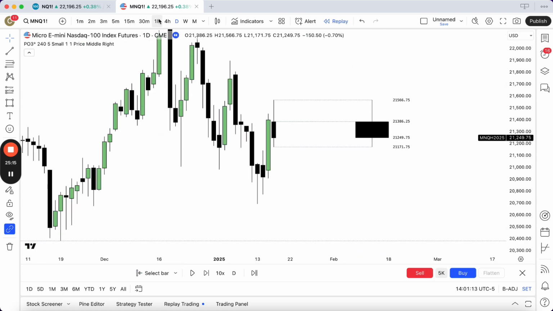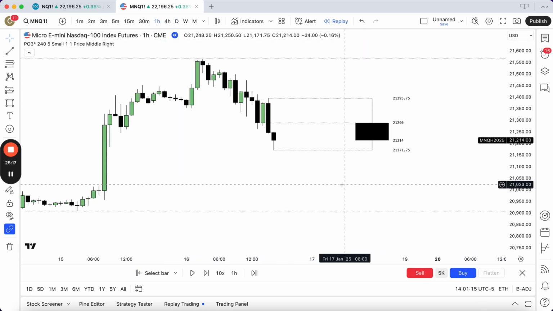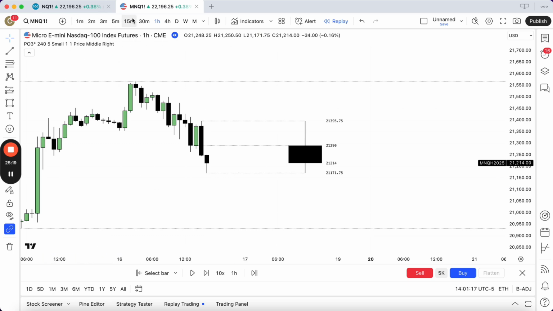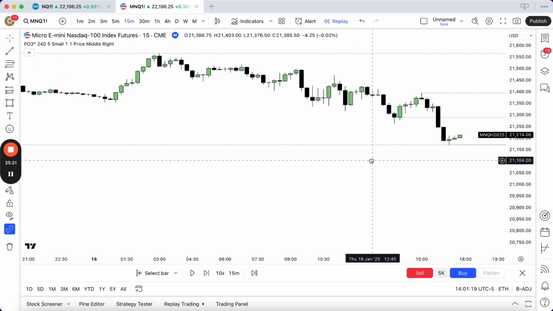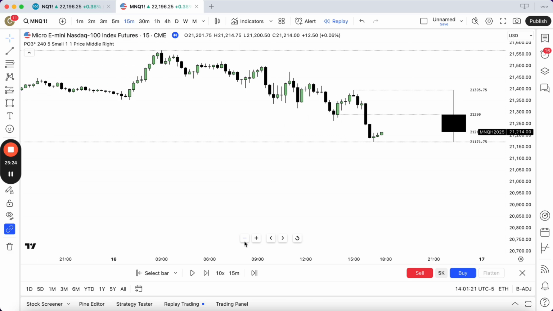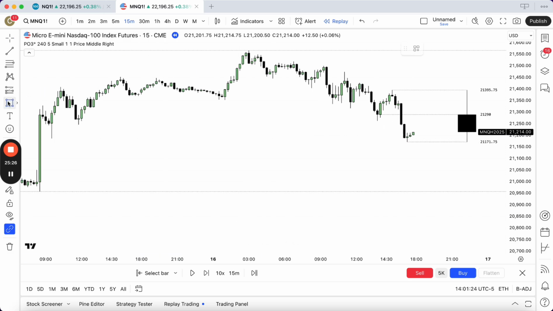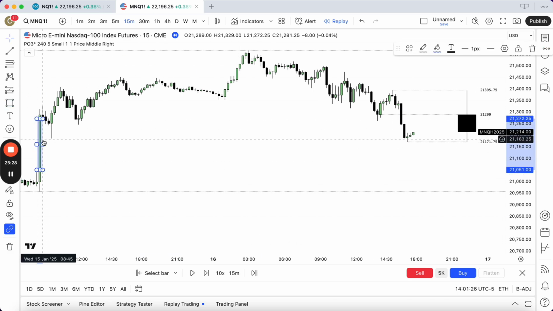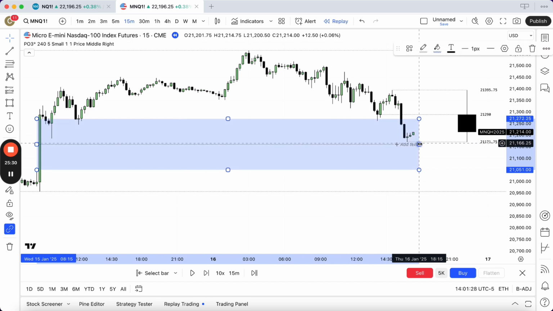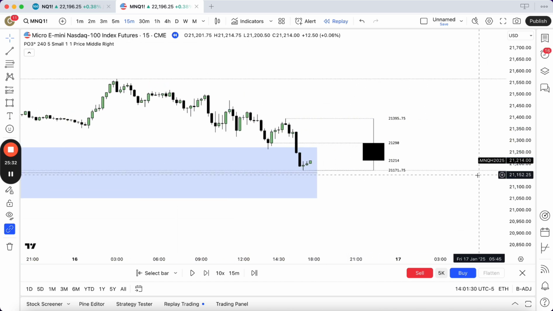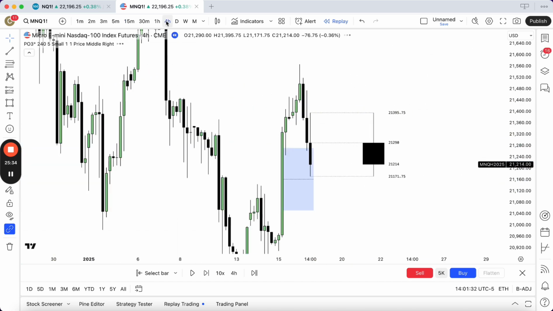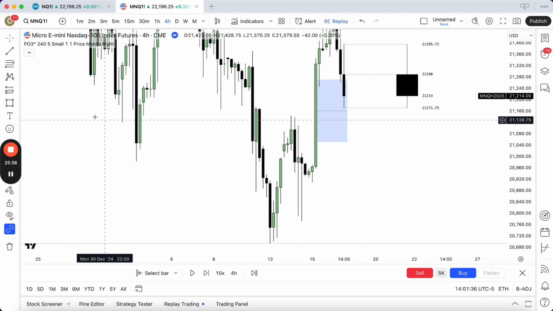Okay, so we drop to the hourly. What do we have here? We have this gap. Let's see if we have any 15-minute PD arrays. I like using 15-minute PD arrays better just because I can get a better entry. So we have this 15-minute gap right here, right? And we're obviously bullish because we opened, made a low. We pulled into this 4-hour gap right here. Bullish fair value gap after sweeping external range liquidity, right?